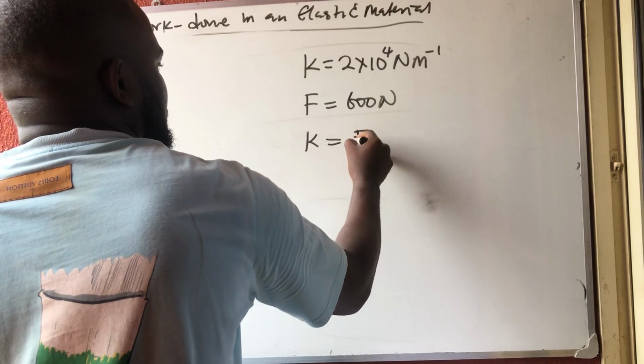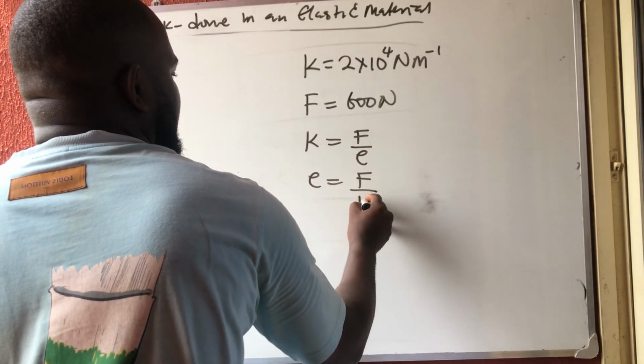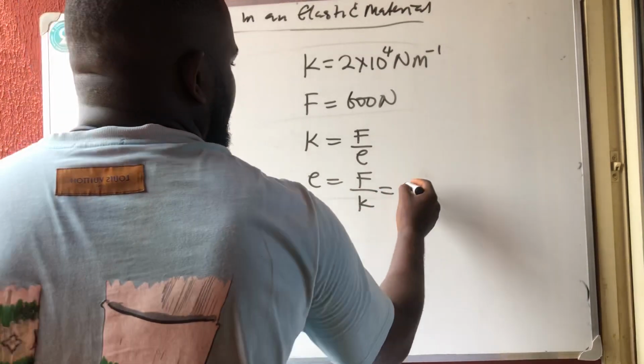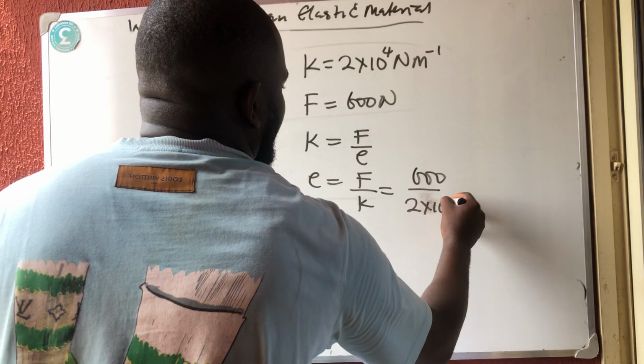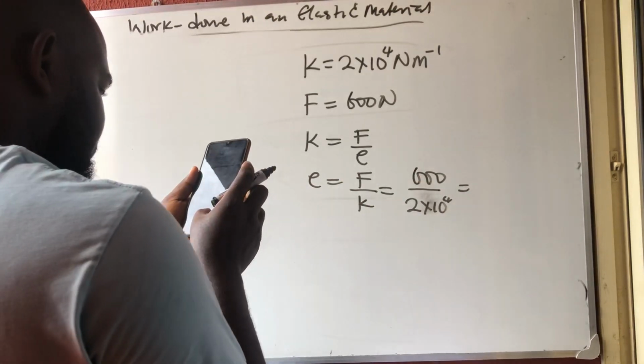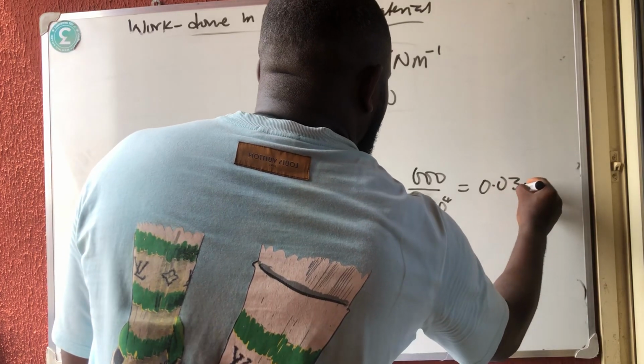but we know that force constant is equal to force over what? E. So to get our extension will now be force over what? K. We need our extension. Force is 600 divided by 2 times 10 raised to power 4, which gave us that the extension is 0.03 meters.